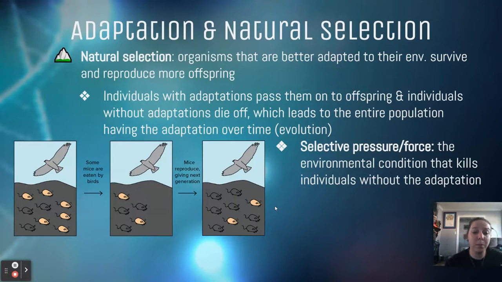So this is an example of what we call microevolution, which is just a small change in a species that helps that species be able to survive, which then means they can reproduce.